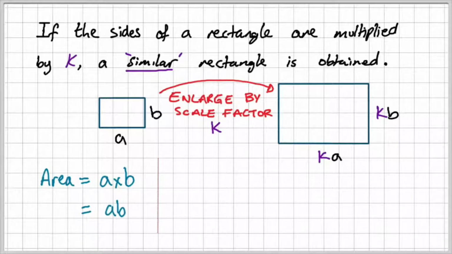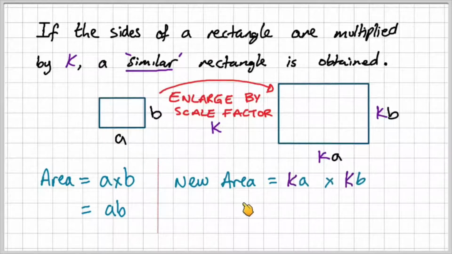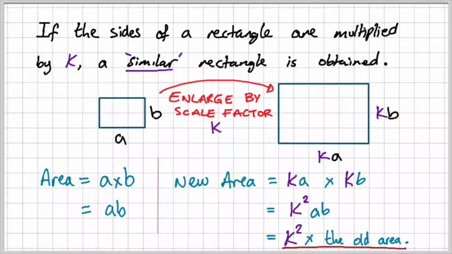So the area of my original shape, the object, is going to be A times B, so AB. And the area for the new shape, my image, is going to be K times A multiplied by K times B. We can rewrite that as K squared times AB. Or further, we can establish that that's K squared, the scale factor squared, times the old area. So the original area times the scale factor squared. The reason the scale factor is squared is obviously because this is a length times a width, so it's K times K makes K squared.